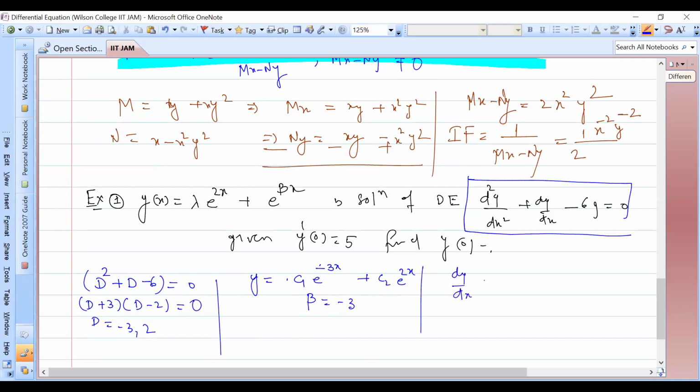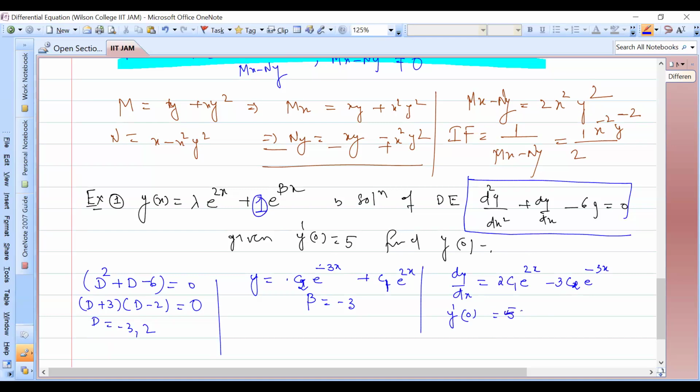Once differentiated, dy by dx equals how much? I'm writing this first term, make it c1, make it c2. So accordingly it will be 2 times c1 e raised to 2x minus 3 times c2 e raised to minus 3x. They have given y dash 0 equals 5. So put it here, and from this observation we can say c2 equals 1.